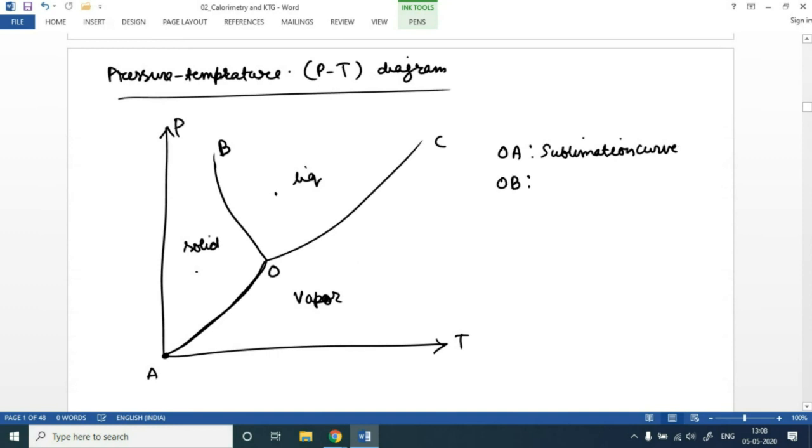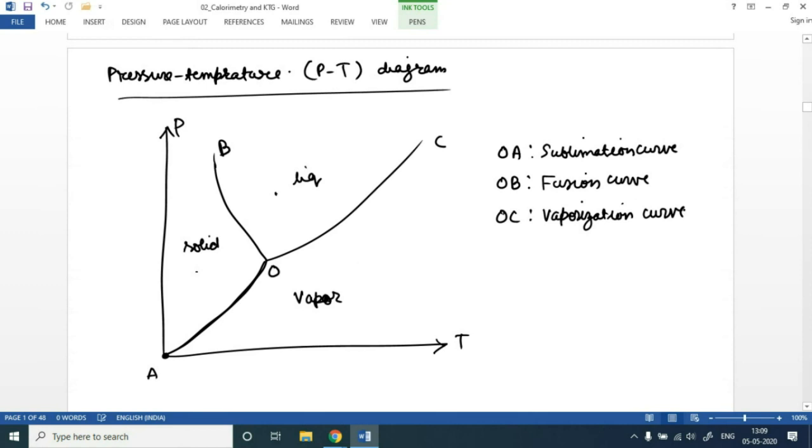Similarly, this line OB is the boundary between solid and liquid phase. So on this line, for the pressure temperature condition, solid and liquid will coexist. This is known as the fusion curve. And similarly, on the line OC, liquid and vapor will be coexisting, and that is known as the vaporization curve.